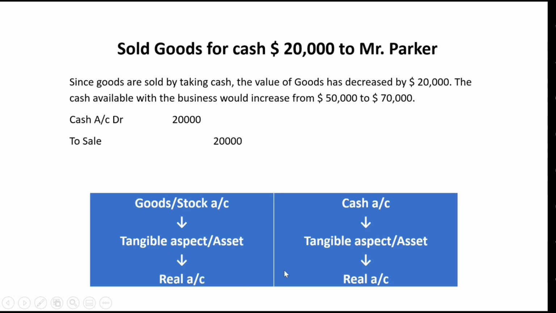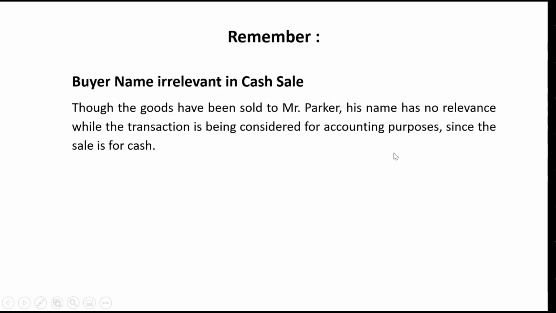So both are real. According to the rule, debit what comes in, cash is coming. Credit what goes out, and the goods are going. So that's why cash account debit to selling of the goods. So remember again, buyer name is irrelevant in the cash sale. Whenever there is a cash sale, the buyer name will not be considered, because we have received cash, no more buyer name is required.